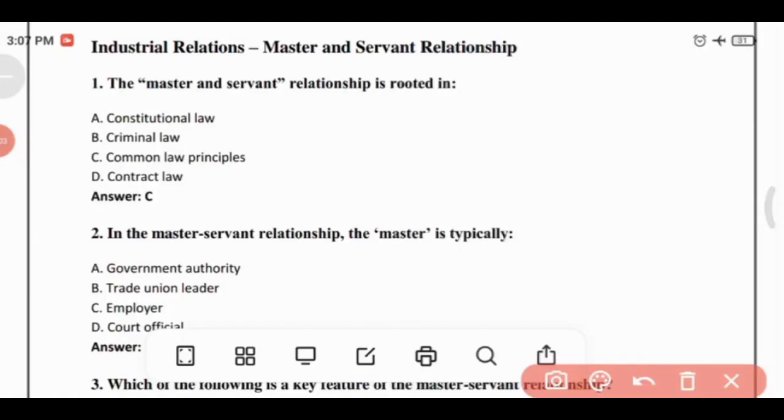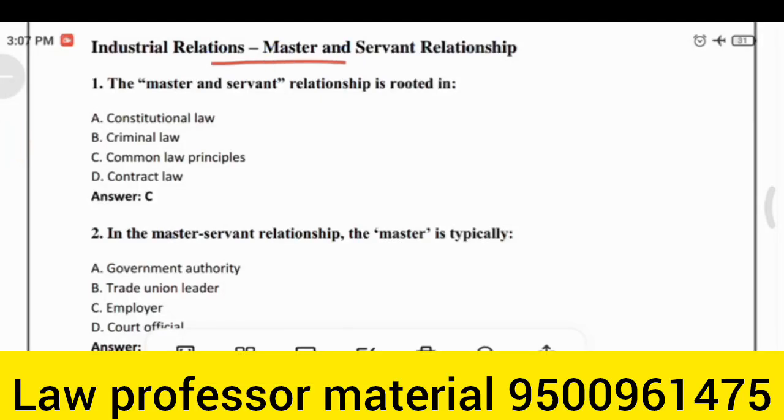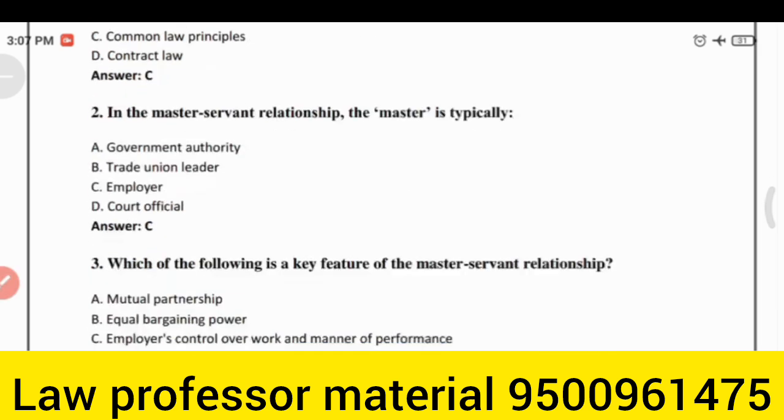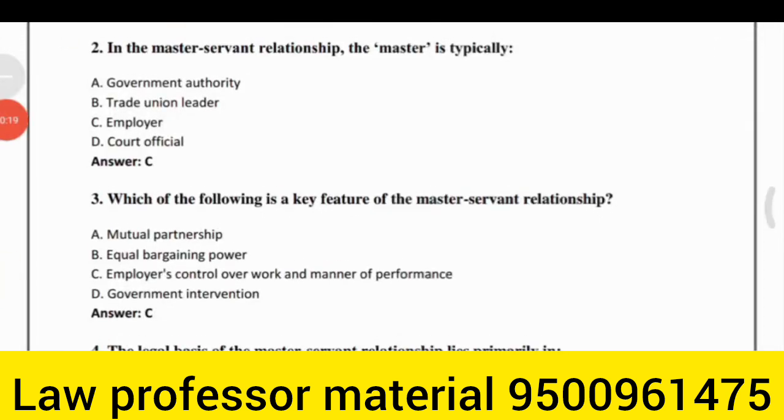Labor law. Topic: industrial relations, master and servant relationship. The master and servant relationship is rooted in option C, common law principles. In the master servant relationship, the master is typically the employer.